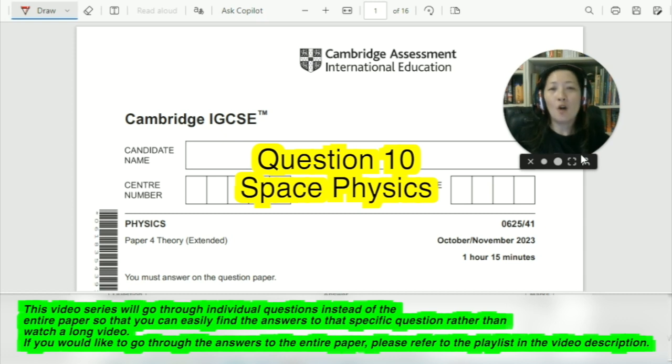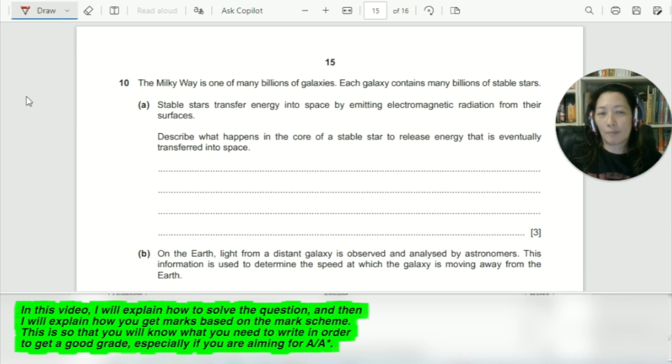In this video, we are going to look at how to solve question 10 in this question paper. Question 10 is from Unit 6, Space Physics. In this video, we're going to do an immediate comparison of our answer against the mark scheme to ensure that we have written all the correct keywords and concepts to maximize the marks that we can get, as well as to check that our calculations are correct.